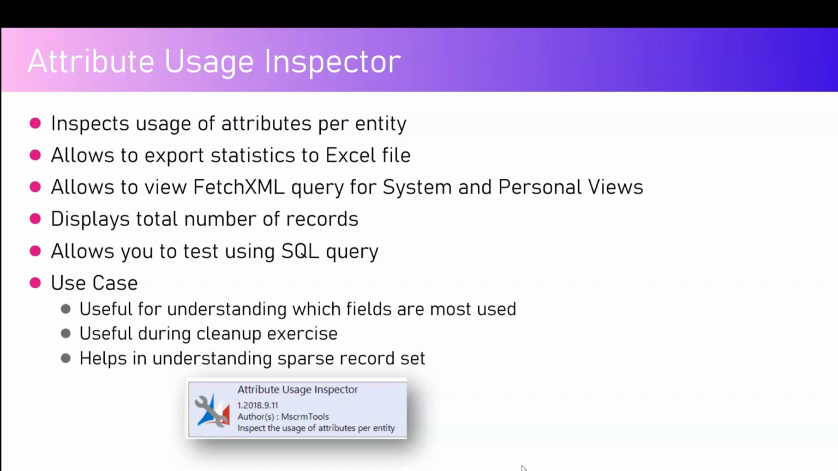Now, what are the use cases? The use case for this particular Attribute Usage Inspector tool is that it's useful for understanding which fields are most used. It will allow you to clean up your schema for the specific table. It also helps in understanding the sparseness and the denseness of the record set.